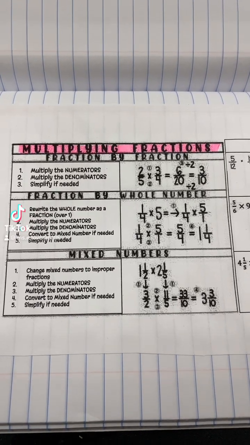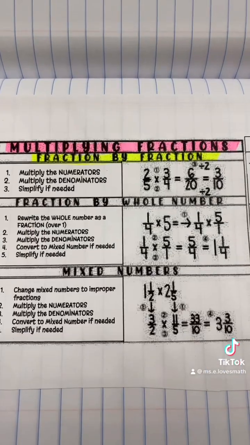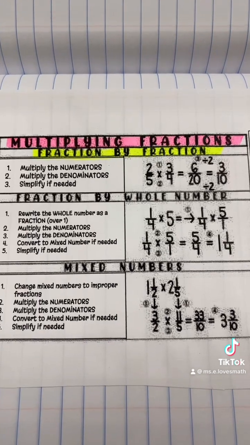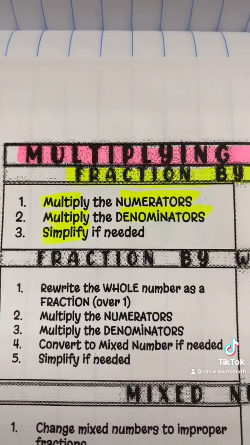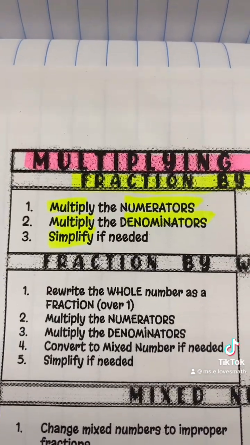Today we are going to be multiplying fractions. The first and most simple way is to multiply a fraction by a fraction. There are 3 simple steps to multiplying fractions by fractions.